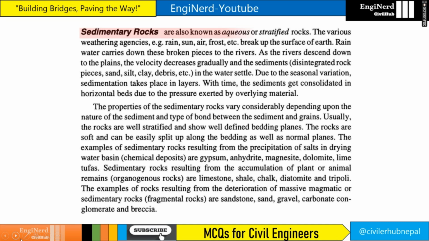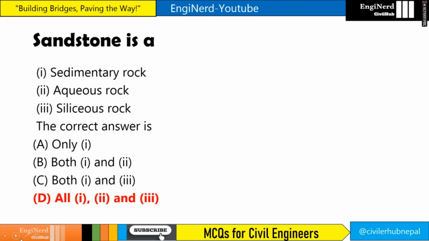Sandstone is a sedimentary, aqueous, siliceous rock. You can see here sedimentary rocks are known as aqueous or stratified rocks, right? These rocks are stratified and have well defined bedding planes. And if you see here, in the fragmental type of rock, sandstone is there, right? Sandstone is sedimentary, aqueous as well as siliceous rock.